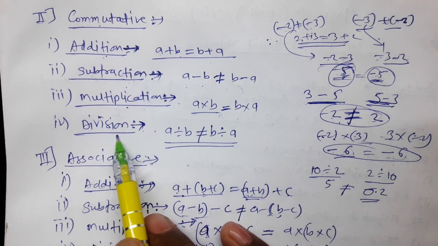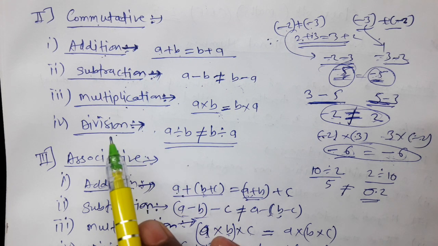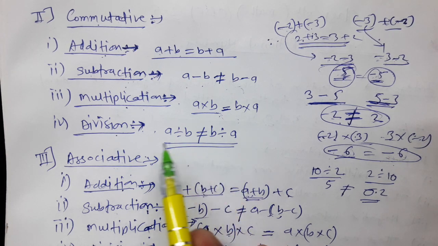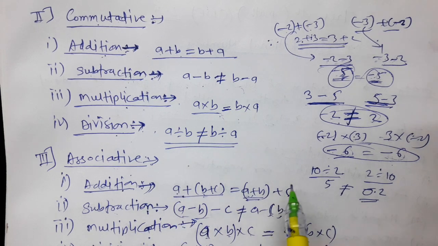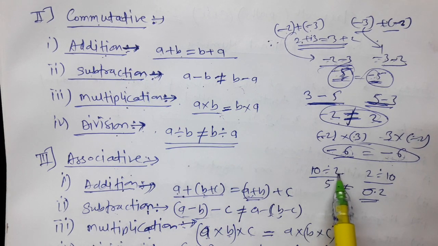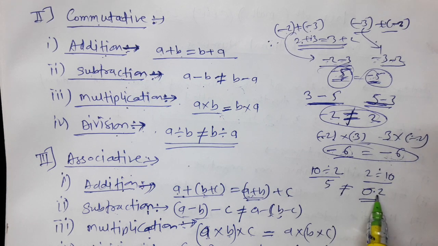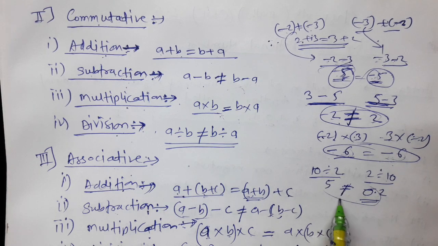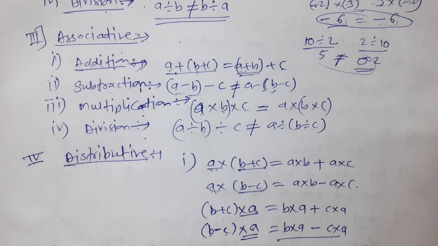You will get all the videos in which we have explained the commutative property for all these operations in detail. Now here we can say that division of integers is not commutative. Let us take one example. 10 divided by 2 is 5, and 2 divided by 10 is 0.2. In both the cases the result is not the same. Hence we can say that division of integers is not commutative.